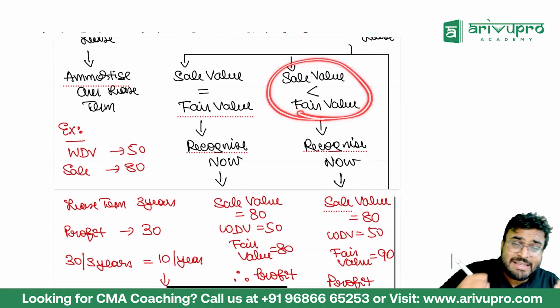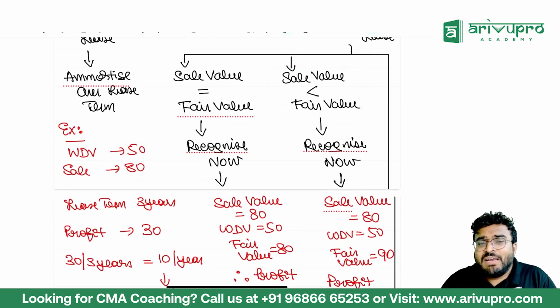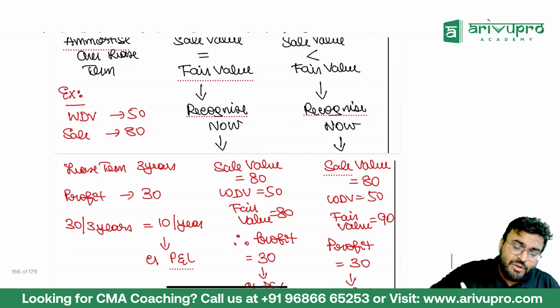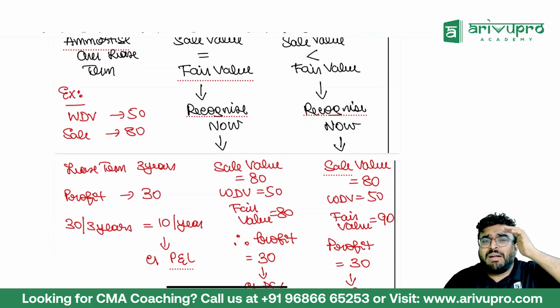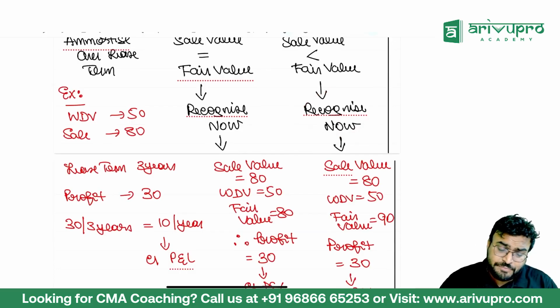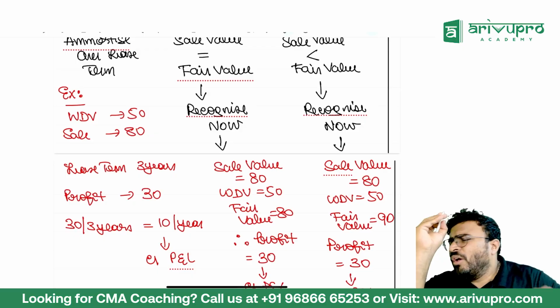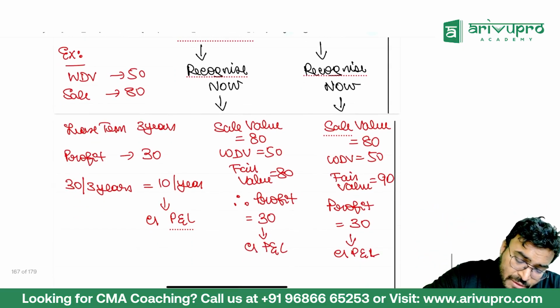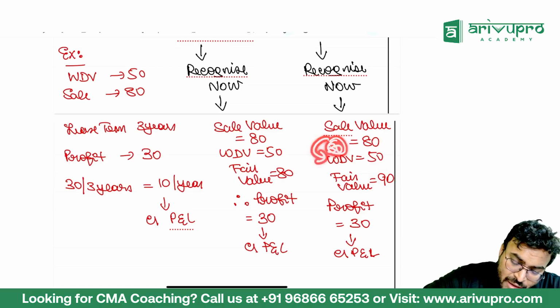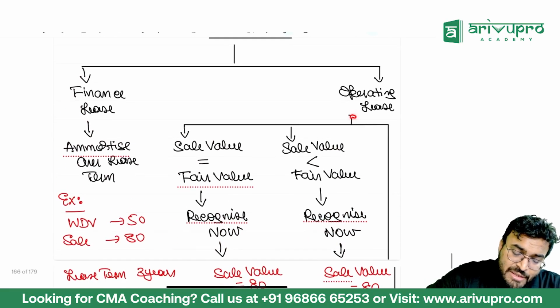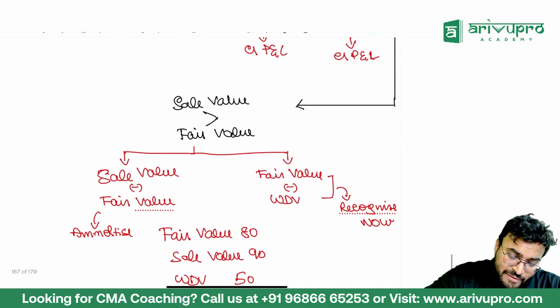Sale value is less than the fair value. If the sale value is less than the fair value, recognize now again. You have sold for less than the market price. A little negotiation is normal. We don't have to worry about anything. Now sale value is 80, WDV is 50, fair value is 90. Market value was 90, but you sold it for 80. No problem. The 30 rupees profit you made, recognize the profit now.